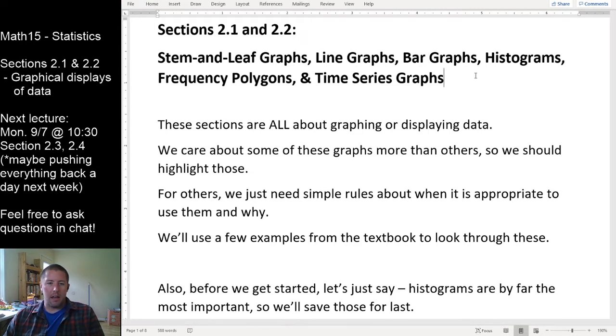So I'll make sure that doing these things by hand and by Excel, I want those to be somewhat comparable so that you're not just overwhelmed if you're choosing to do things by hand.